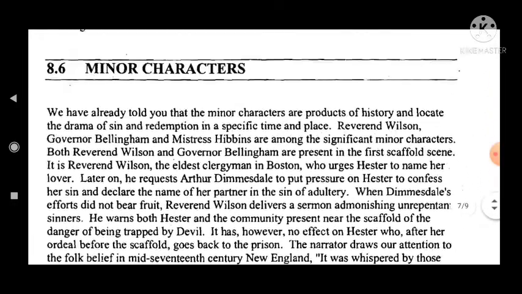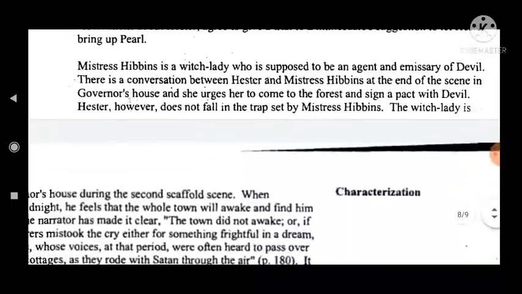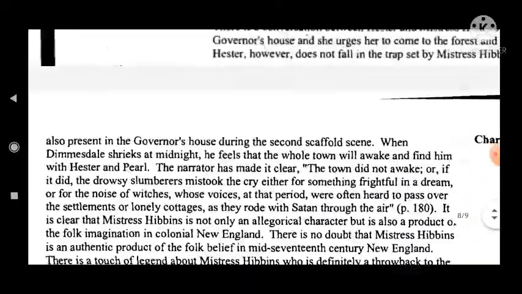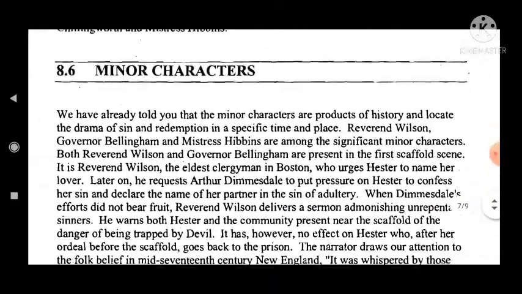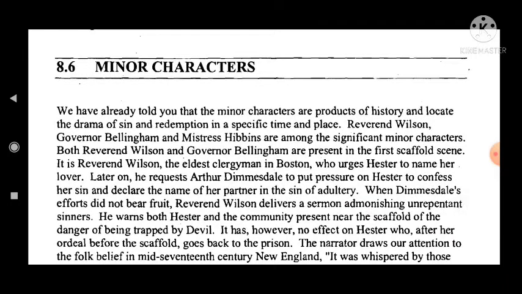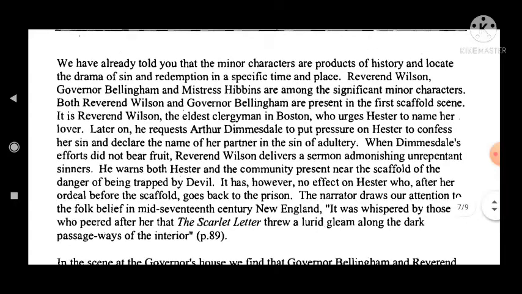Then come to minor characters. We have already told you that minor characters are products of history and locate the drama of sin and redemption in a specific time and place. Reverend Wilson, Governor Bellingham and Mistress Hibbins are among the significant minor characters.